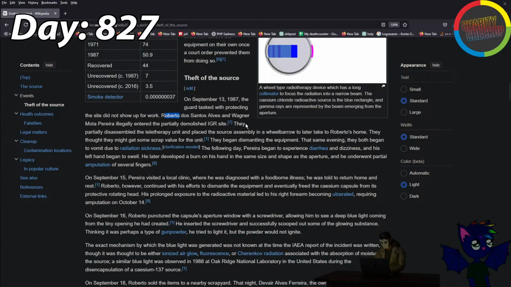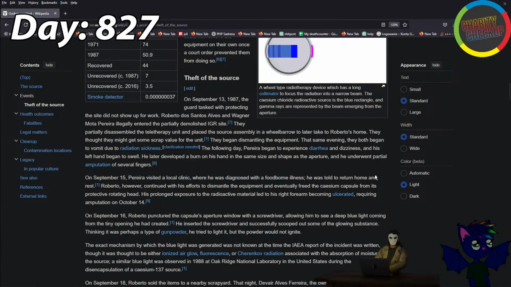Roberto took it to Roberto's home. They began dismantling it, and they started vomiting. He underwent partial amputation, and that was diagnosed as a foodborne illness, because you know how it is with the foodborne illnesses. Honestly, the pattern recognition of you start dismantling something and you need to, the same day, undergo a partial amputation.